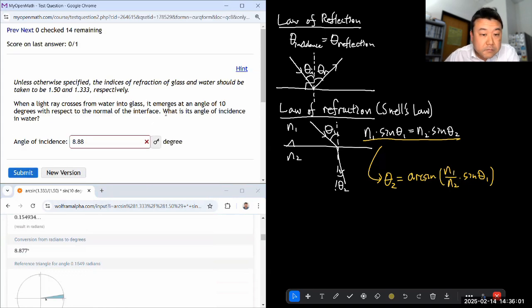Wait. Oh, wait. I have to read the question. Sorry, I thought it was asking about the angle of refraction. What?